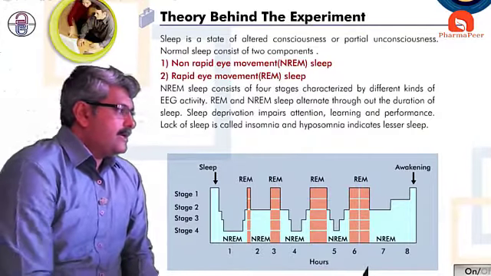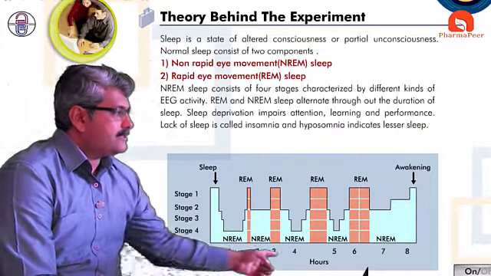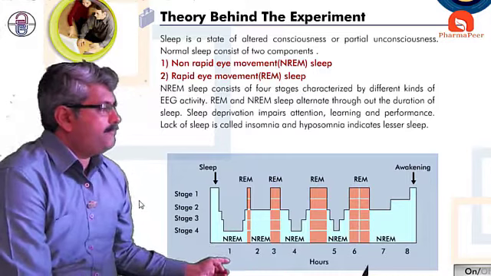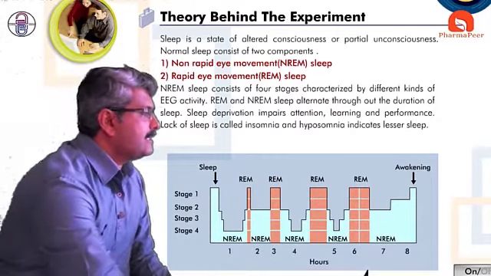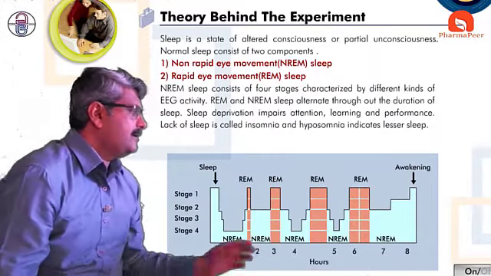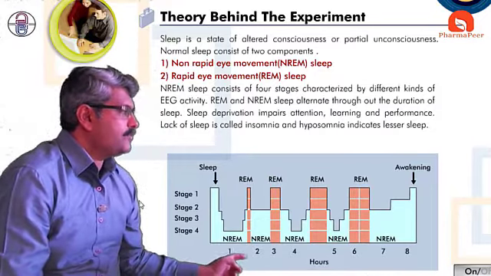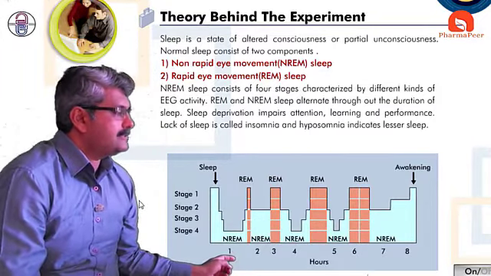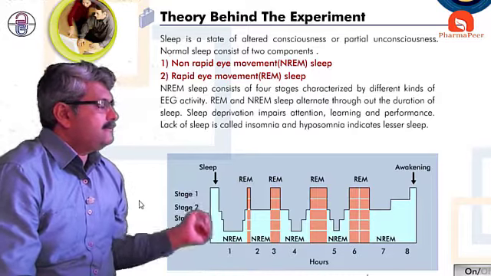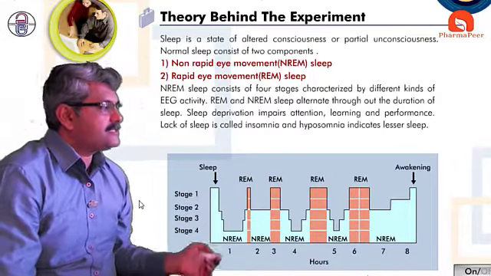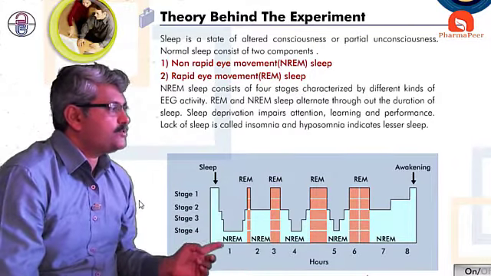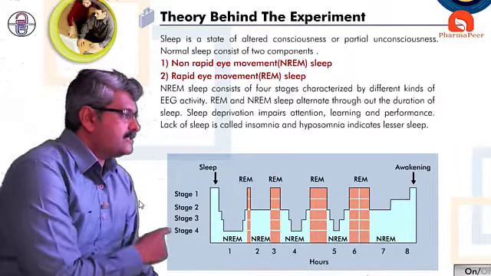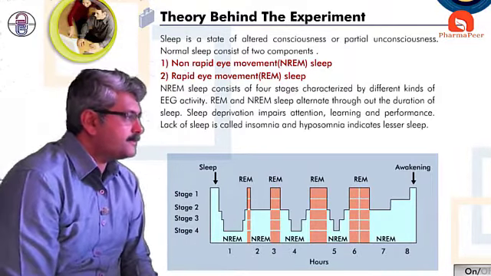So in this diagram, the axis below indicates the sleep hours, that is 1 to 8 hours that we could use for sleep. And this axis indicates the stages of sleep: stage 1, stage 2, stage 3, stage 4. So these are the stages and these are the hours of sleep.